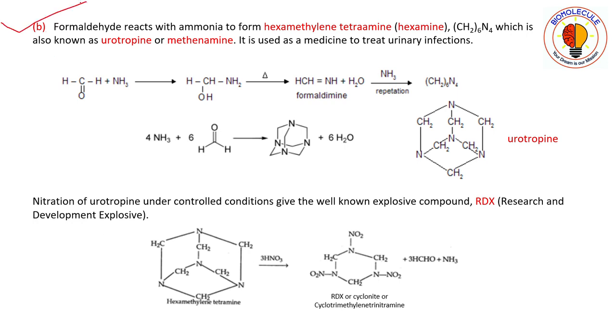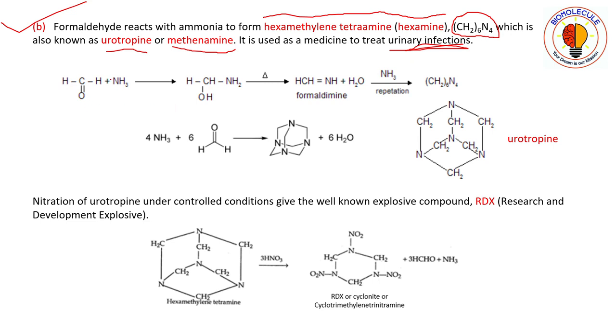Now, this reaction is important for both your boards and entrance exams. So formaldehyde reacts with ammonia to form hexamethylenetetramine, also known as hexamine. This is the formula of hexamine, (CH2)6N4, and this is also known as urotropin or methenamine. It is used as a medicine to treat urinary infections. So what is the reaction? This is the reaction.